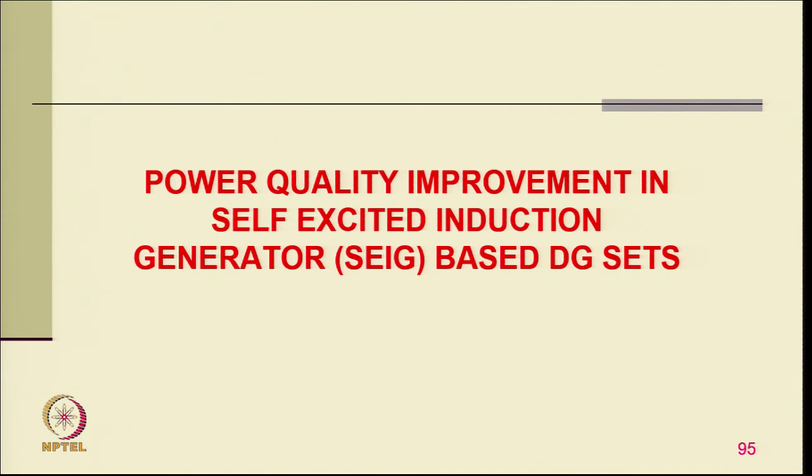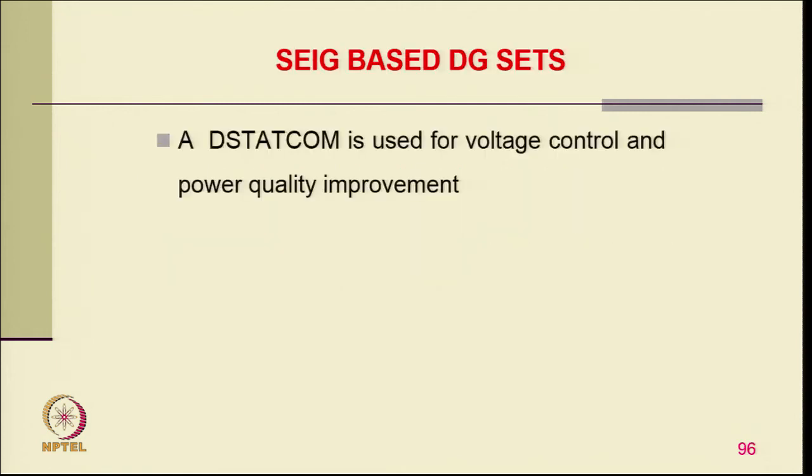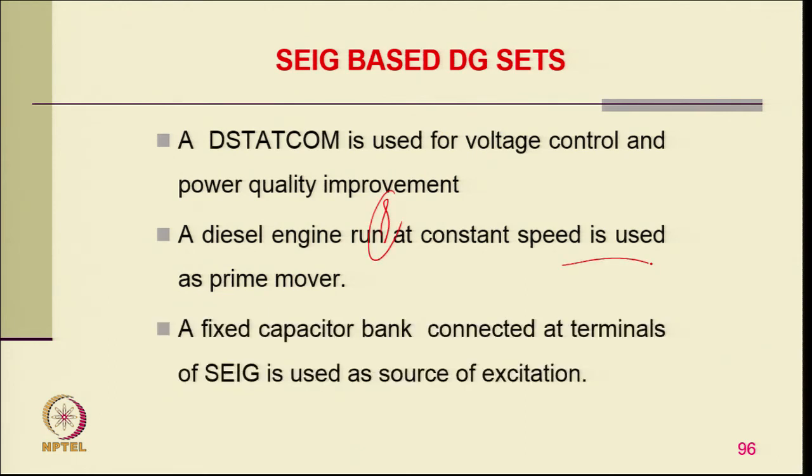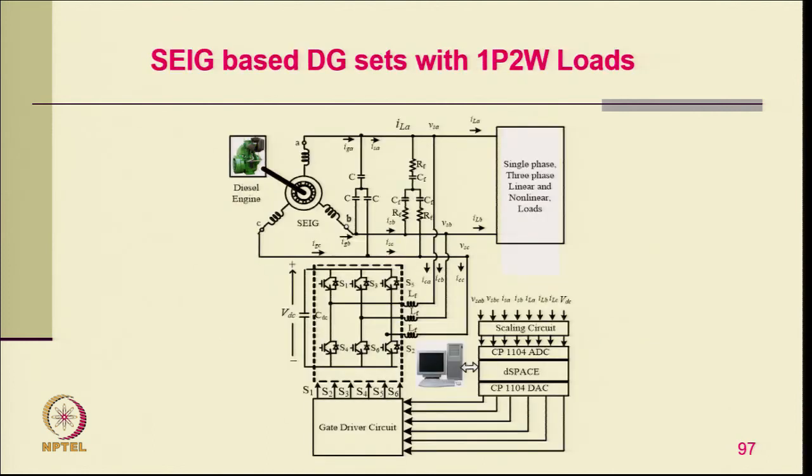Now, coming to the performance of power quality improvement in a self-excited induction generator. In a self-excited induction generator, we can use the D-STATCOM for voltage. Here we have to regulate the voltage, also voltage control, because there is no other way, as well as we have to improve the power quality by load balancing and harmonic elimination. The diesel engine runs typically at constant speed, and the fixed capacitor bank is connected at the terminal of the SEIG, and these are typical. You can see we have a capacitor bank, we have a ripple filter, we have a single phase load, and we have this compensator with the DC link.